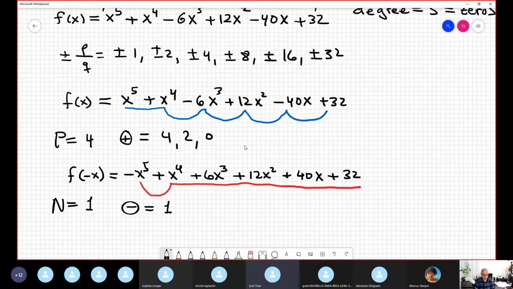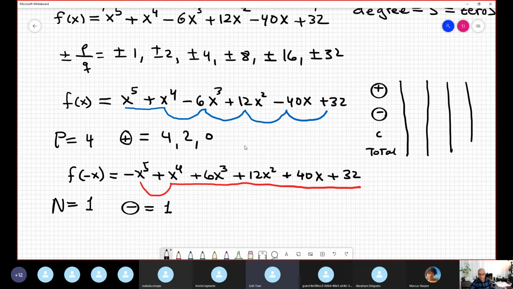Okay, let's try. Let's do the chart, the chart of the combinations. This is not mandatory, but it helps me, at least for me, to understand this. Positive, negative, complex and total. How many columns do I suppose we have in this chart? I suppose we have 3 columns because in the positive we have 3 combinations, no? Okay, 4, 2, and 0. In negative we have 1, so I repeat 1. And the total I know is 5, because the degree of the polynomial is 5, no?